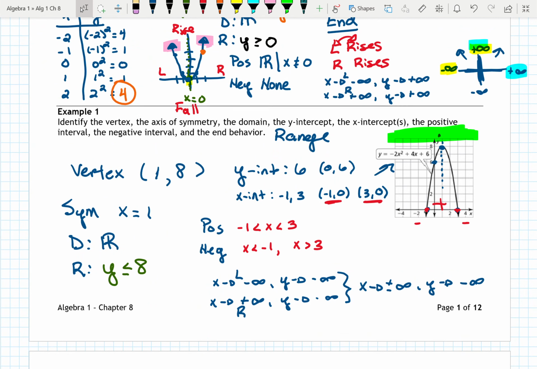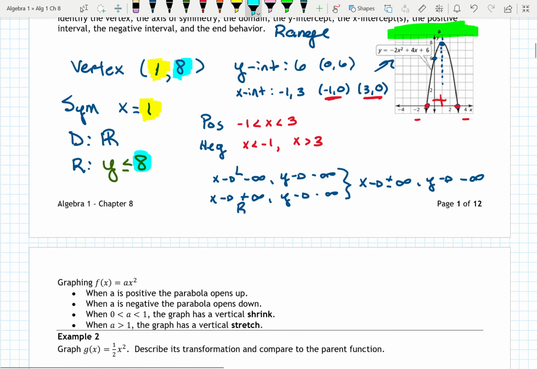All right, next up. Ooh, before I forget, I want to highlight a few things here. Our x value, that 1 on our vertex, is also listed right here in our symmetry. Those are the same 1. And then I want to highlight the 8 for our y value. We have an 8 down here. That is the same 8, or those are the same 8s. They're used together.